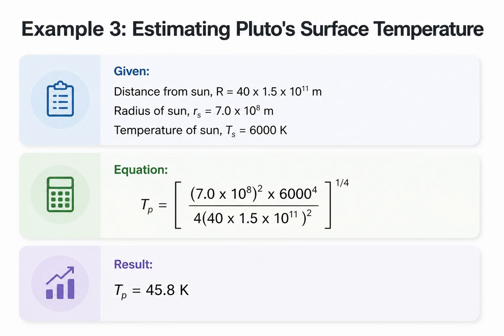Now let's look at a much more distant object, Pluto. The average distance of Pluto from the Sun is about 40 times that of the Earth, so our distance r is 40 times 1.5 times 10 to the 11th meters. We use the same equilibrium equation, substituting this much larger distance into the denominator. Because the distance is squared, the solar intensity drops off significantly. When we calculate the final value and take the fourth root, we find that Pluto's estimated surface temperature is a freezing 45.8 Kelvin. This clearly illustrates the inverse square law of radiation in our solar system.